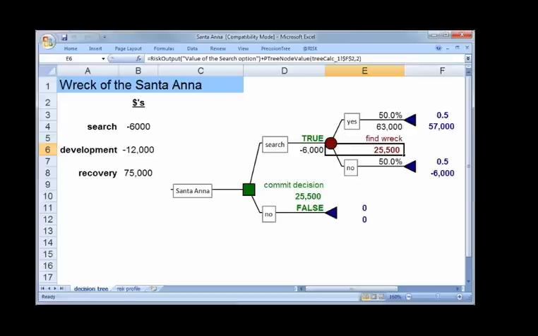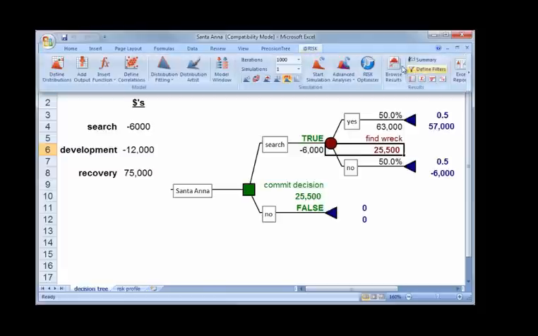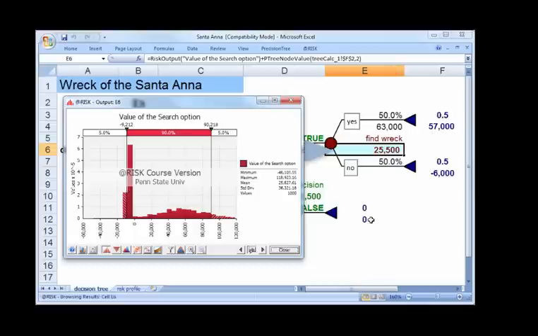To answer the questions in the Santa Ana quiz, I ran a simulation for 1,000 iterations. The output histogram is attached to cell E6 over here. If you click into it and then go to Browse Results, the histogram will come up.